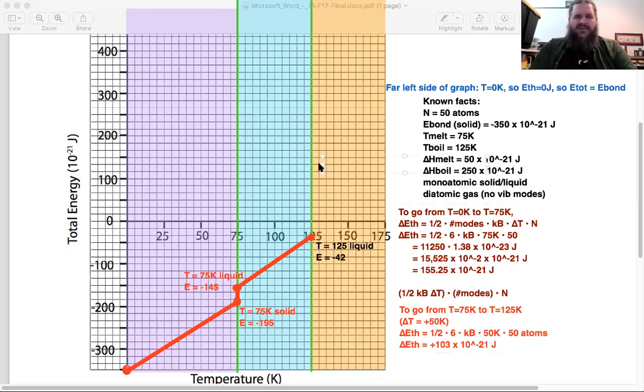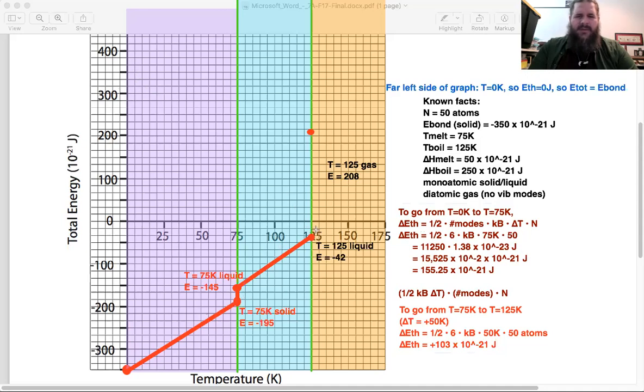So our next situation is temperature equals still 125, but now in gas form, vapor. Energy is negative 42 plus 250, which would be 208 times 10 to the negative 21 joules. So that would be 208, something like this. And know that that's a very big jump.